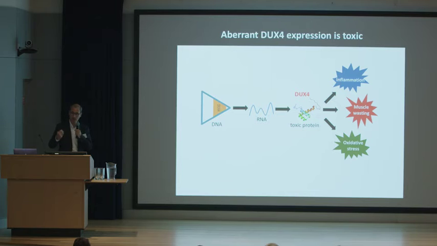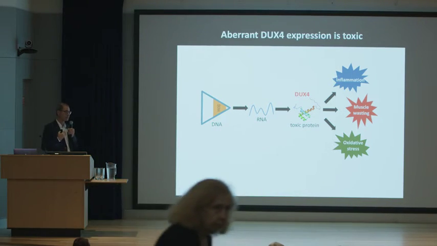Now DUX4, we have learned that the aberrant expression of DUX4 in the skeletal muscle of FSHD patients is associated with toxicity, and there are a number of toxic effects that have been attributed to this aberrant expression of DUX4 in the muscle, including inflammation and oxidative stress, things that are damaging the muscle cell, cause the death of the muscle cell and hence lead to muscle wasting in FSHD patients.